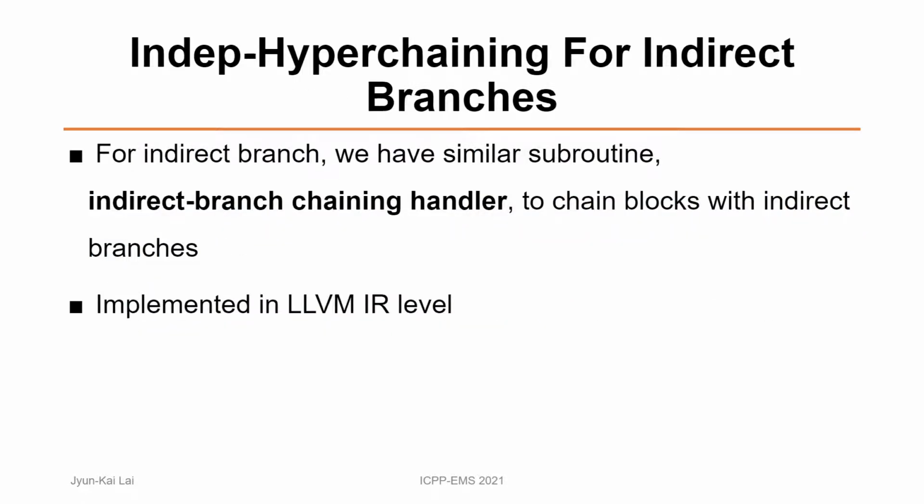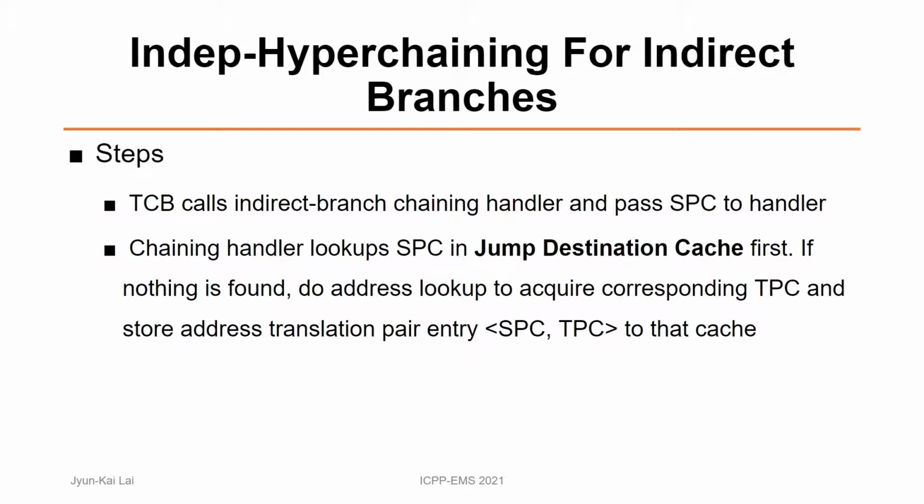For platform-independent hyperchaining for indirect branches, we have another subroutine, the indirect branch chaining handler, to handle indirect branches. This one is also implemented at the LLVM-IR level. Because indirect branches have one or more destinations, in platform-independent hyperchaining for indirect branches, we have a jump destination cache to store every visited destination.